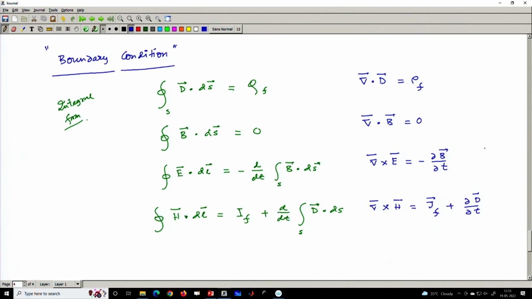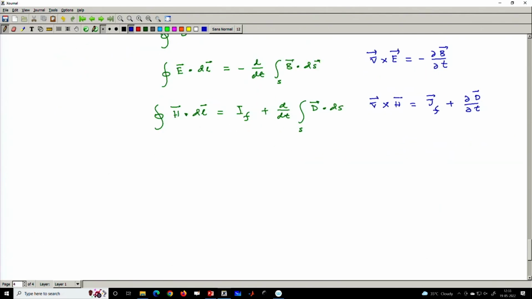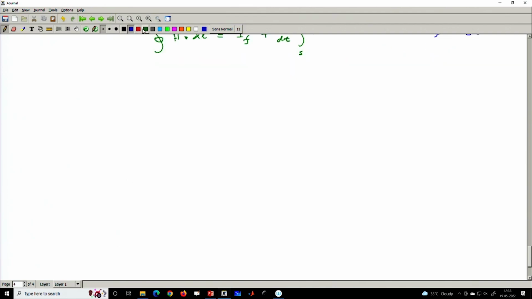So on the left hand side we have the integral form and on the right hand side the differential form. The usual form is the differential form, but you should also appreciate the integral form, and for boundary conditions we require this integral form. So let us now find the boundary condition. Like before, we have a surface like this, and we try to find the boundary condition for D.